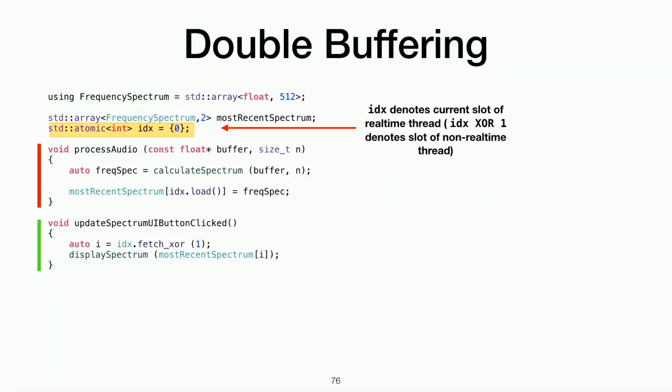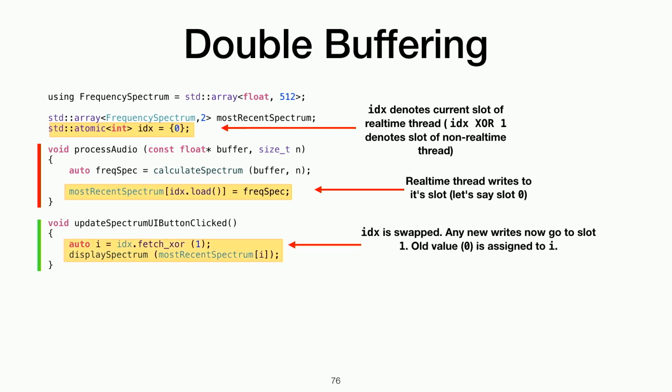In code, it looks like this. We store the current slot in this variable called index. It denotes the current slot of the real-time thread. Then the real-time thread simply writes into its own slot every time it wants to update the data. And the non-real-time thread, just before reading, will swap the index with a bit XOR operation and then read from its own slot. So a very, very simple design pattern.